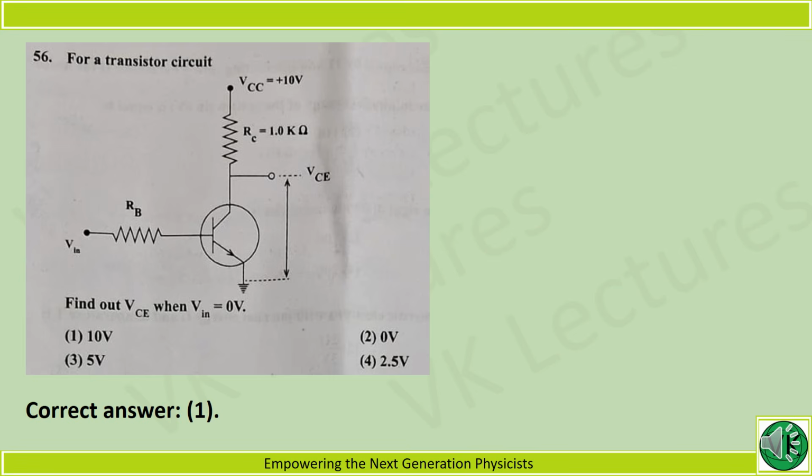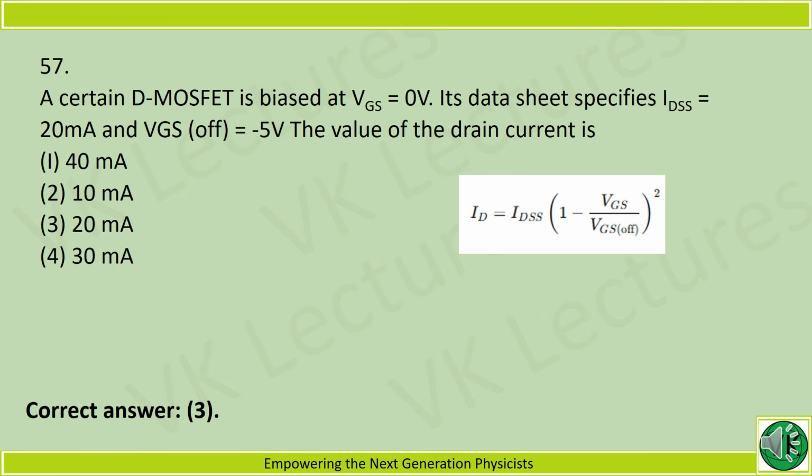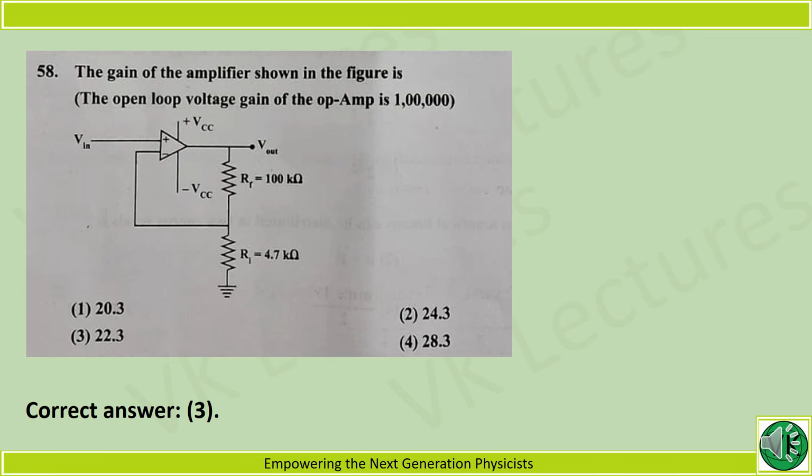For the transistor circuit, the value of VCE when Vin equal to 0 volt is, the correct answer is option 1, 10 volt. A certain D-MOSFET is biased at VGS equal to 0 volt. Its data sheet specifies IDSS equal to 20 milliampere and VGS(off) equal to minus 5 volt. The value of the drain current, formula is given here. The correct answer is option 3, 20 milliampere. Gain of the amplifier shown in the figure is, the answer is 22.3. Option 3 is the correct one.